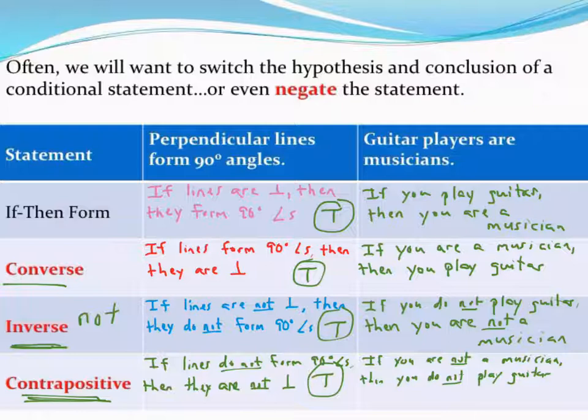So start with the if-then statement. If you play guitar, then you are a musician. That's true. If you can play guitar, you're good at music. Next up, the converse, though: if you are a musician, then you play guitar. That's false. Maybe I play the saxophone or the xylophone or something.